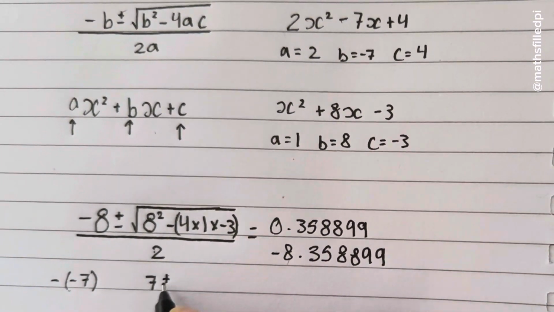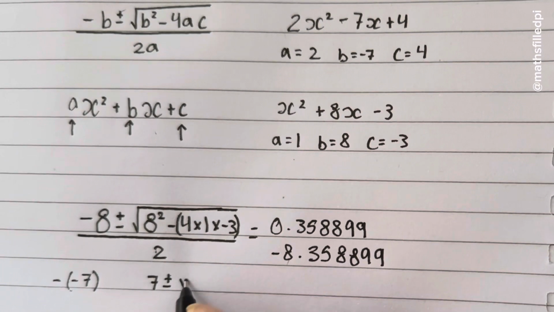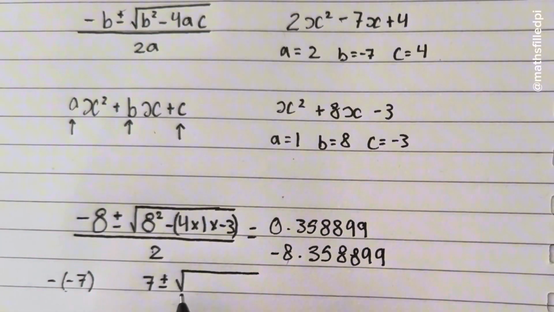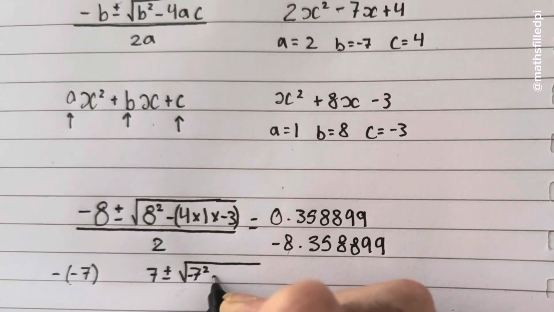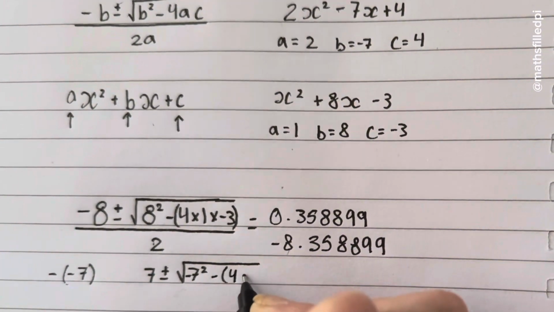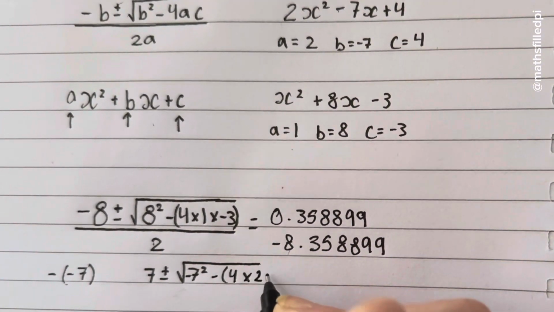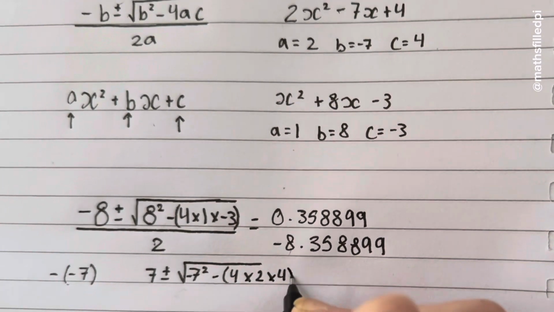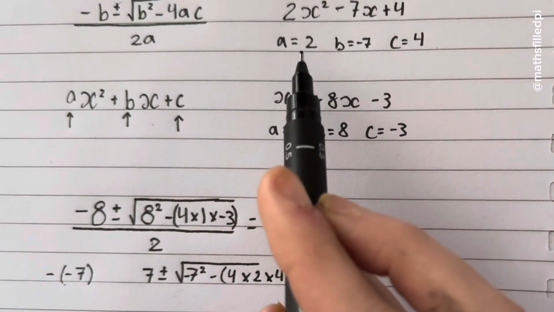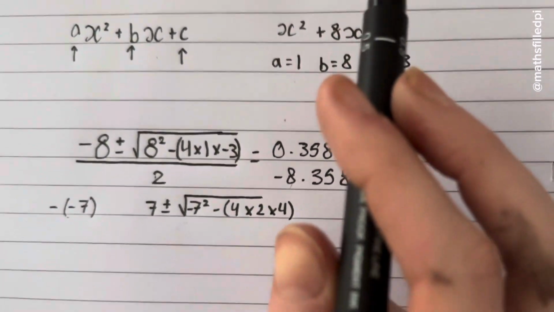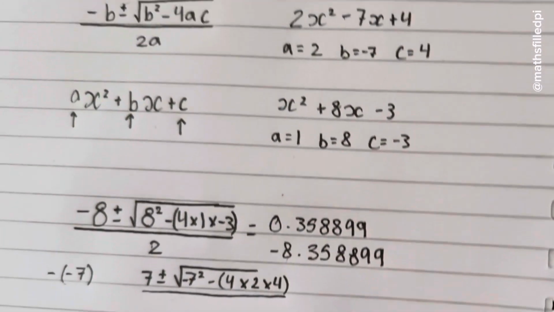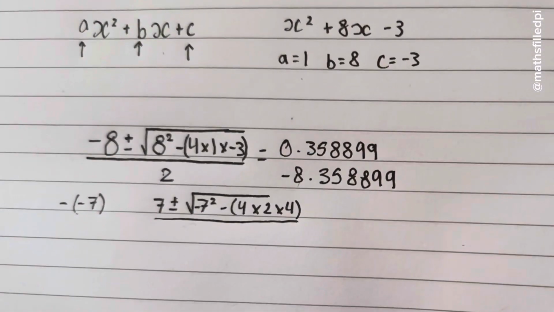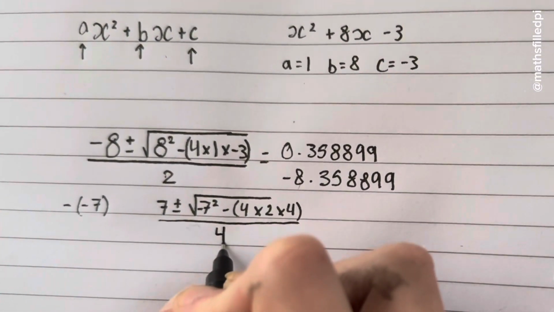Add or minus the square root of our minus 7 squared minus 4 times 2 times 4, because as you can see, our a and c are 2 and 4. And that is all over 2 of our a, so 4.